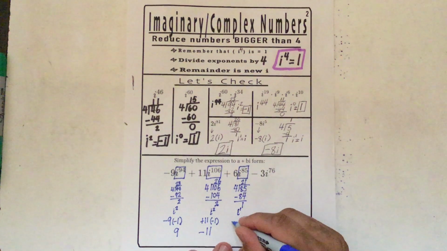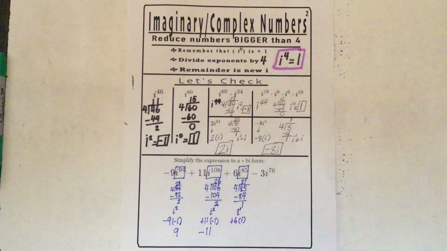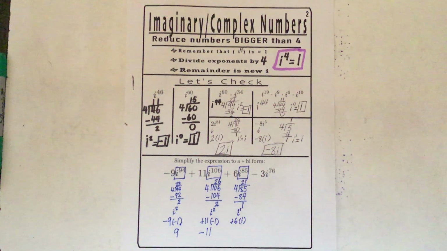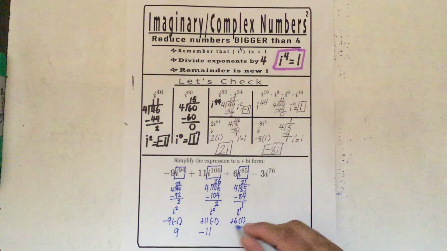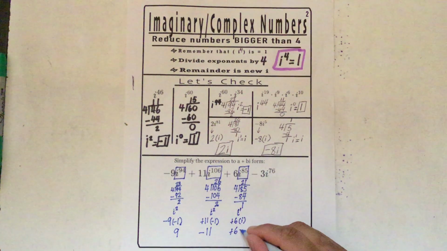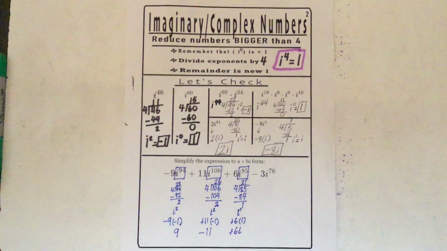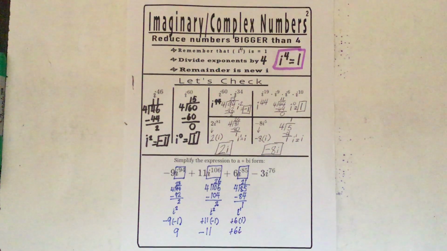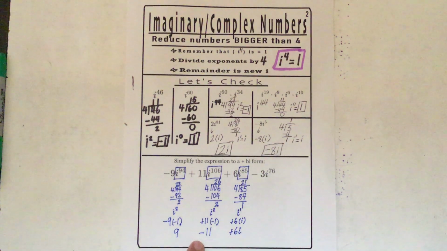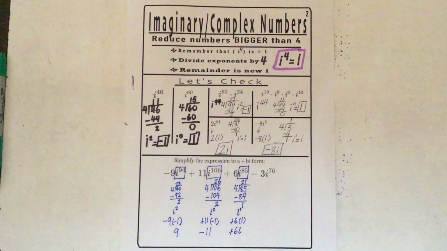Now you see this plus 6 here? This plus 6 comes down. And 6 times i is positive, right? Positive times positive is positive. 6 times i is 6i. Just like that. So from the first term I got 9, the second term I got negative 11, third term I got 6i.